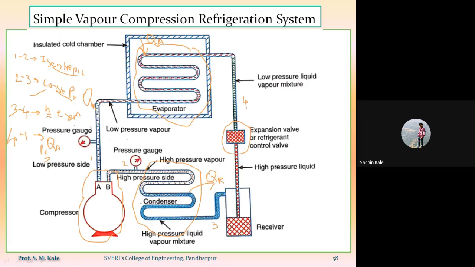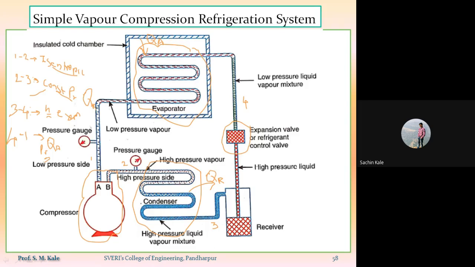The 3 to 4 process is occurring inside the expansion device. Point 3 is the inlet to the expansion device, point 4 is the outlet of the expansion device. And the 4 to 1 process is again occurring inside the evaporator. Point 4 is the inlet to the evaporator, point 1 is the outlet of the evaporator, that is nothing but the inlet to the compressor.